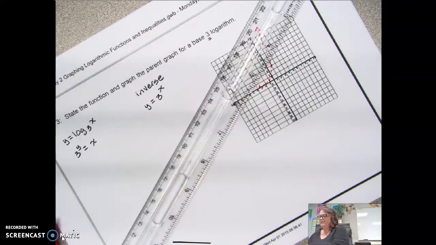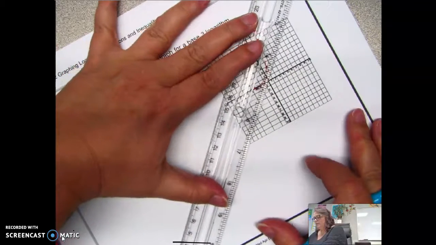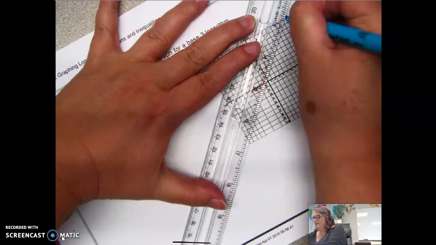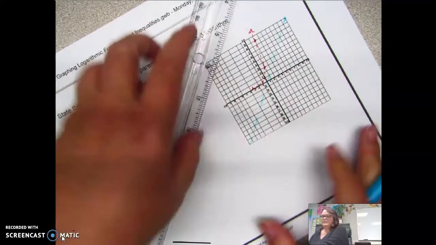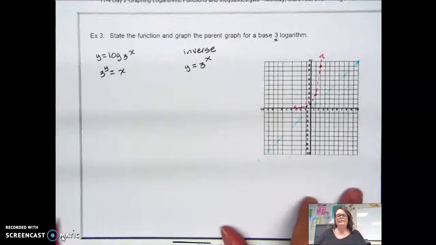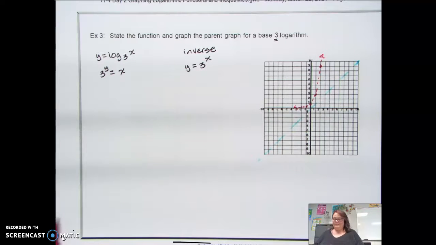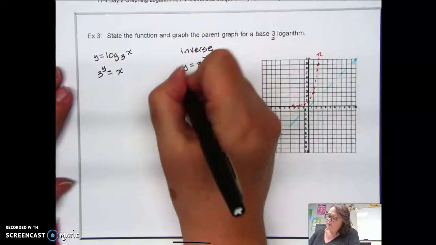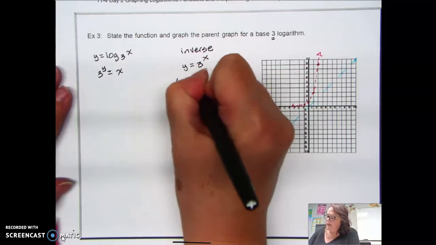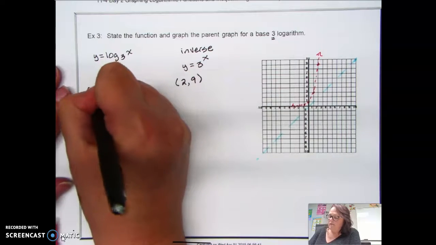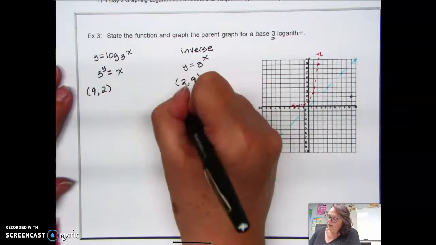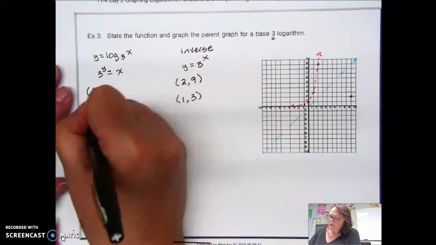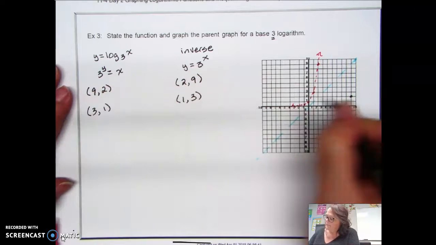So then to graph its inverse, we're going to reflect it across the line y equals x. I'm sorry, I said that incorrectly at first. Okay, so some points that we graphed here, we graphed 2, 9. So then here we would graph 9, 2. And here we graphed 1, 3. And so here we're going to graph 3, 1.